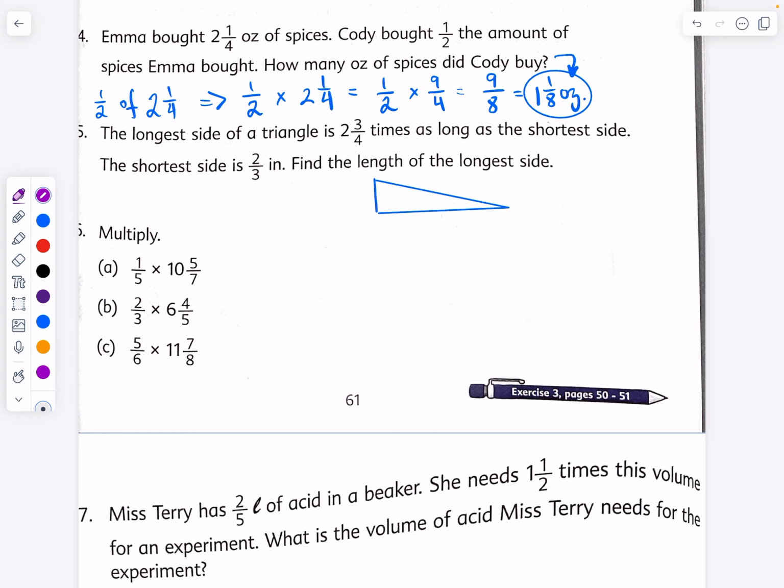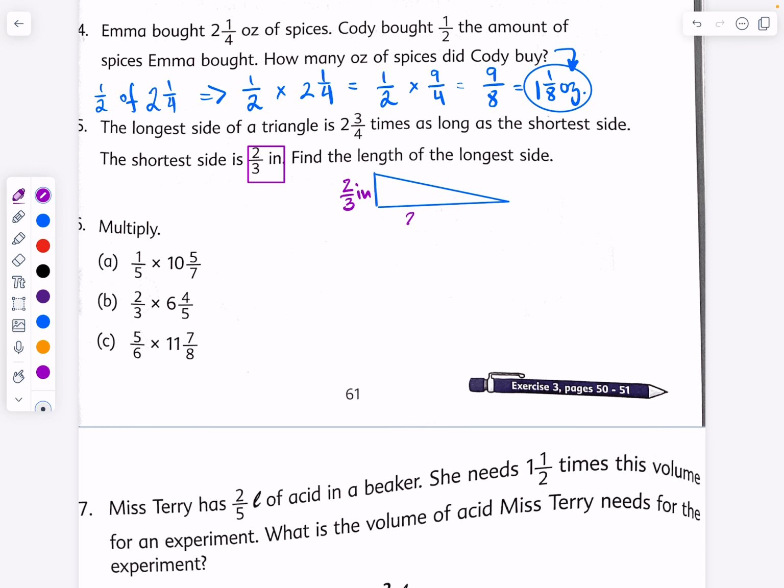It has a longest side and a shortest side. So if the shortest side is 2/3 of an inch, how much is the longer side? It's 2¾ times long. So we take 2/3 of an inch and multiply it by this quantity, right? It's not 2 times long, it's not 3 times long, it's 2¾ times long. So how do we multiply it? Fraction by fraction? 2/3 stays, but 2¾ has to be converted, and it becomes 11/4. Simplify before you multiply.